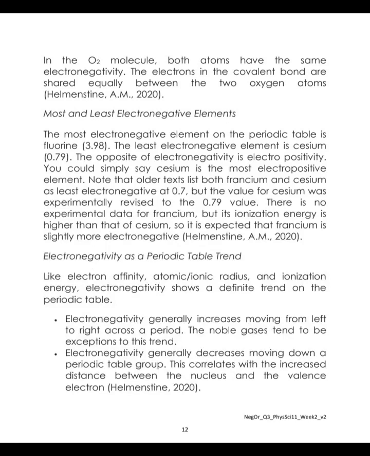In the O2 molecule, both atoms have the same electronegativity. The electrons in the covalent bond are shared equally between the two oxygen atoms. Most and least electronegative elements. The most electronegative element on the periodic table is fluorine, with a value of 3.98. The least electronegative element is cesium, 0.79.